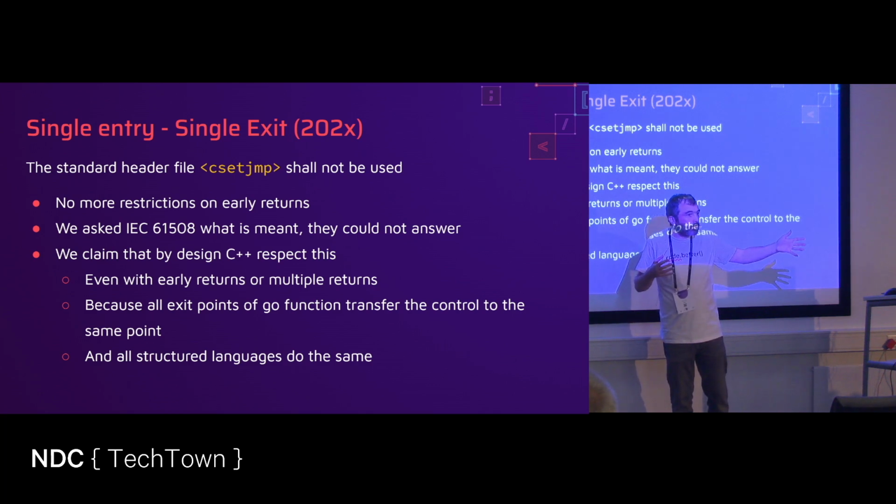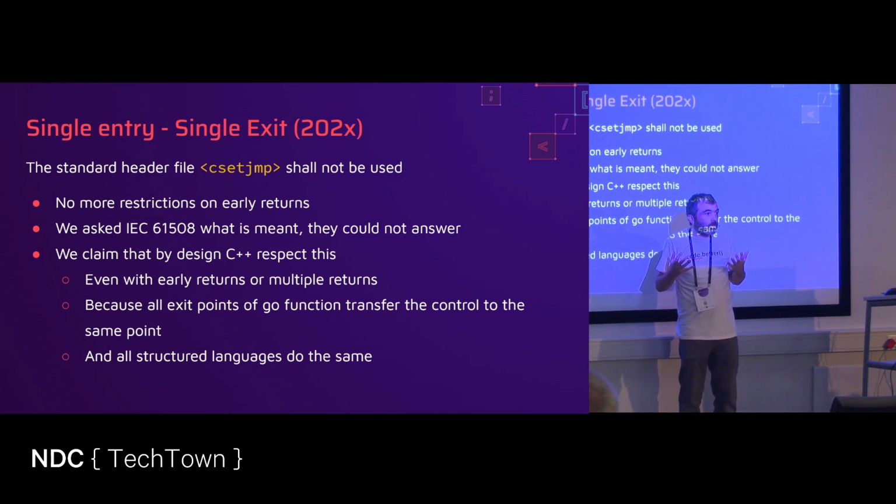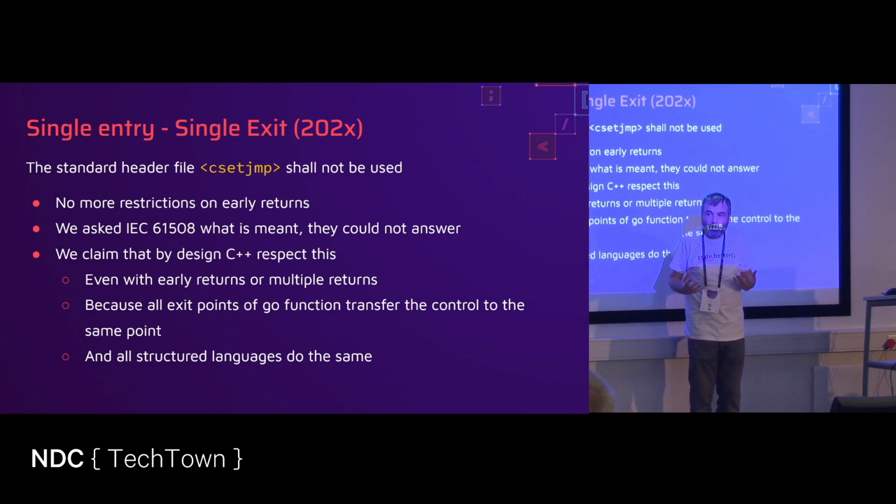And even if you have several returns in your function, you're always going back to the same point, to the caller of the function. So according to this interpretation, which I believe, and we believe was the correct one, we can have several returns and still claim that your code follows single entry, single exit from the philosophical point of view.